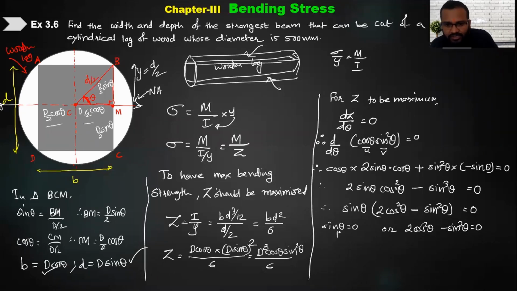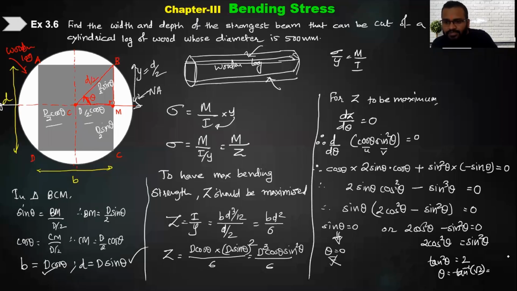Now the first condition cannot hold, since theta equal to 0 is absurd for me. So 2 cos square theta will be equal to sin square theta, which gives tan square theta equal to 2. So tan theta equals root 2, and theta is tan inverse of root 2.